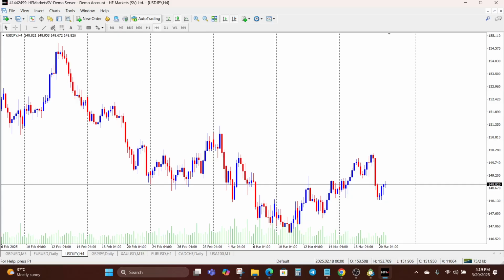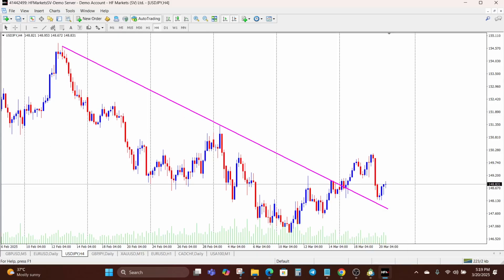Now, MetaTrader comes with several built-in drawing tools that help traders analyze price movement and make better trading decisions. Let's go over the most important ones. We have the trend lines, which are used to track market direction and find breakout points. The trend lines are very, very important.